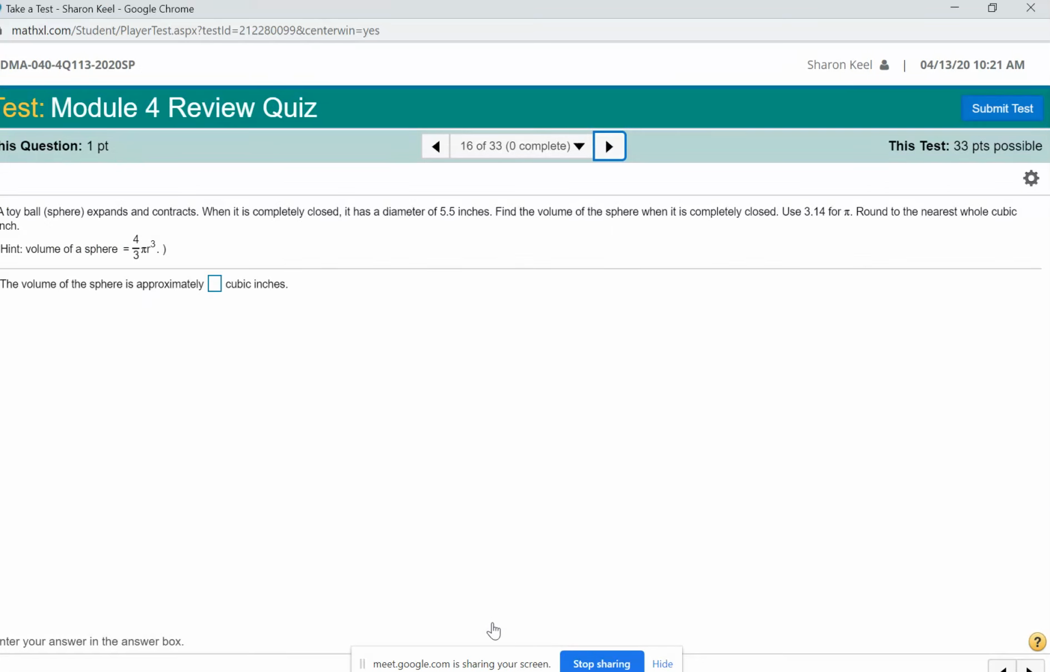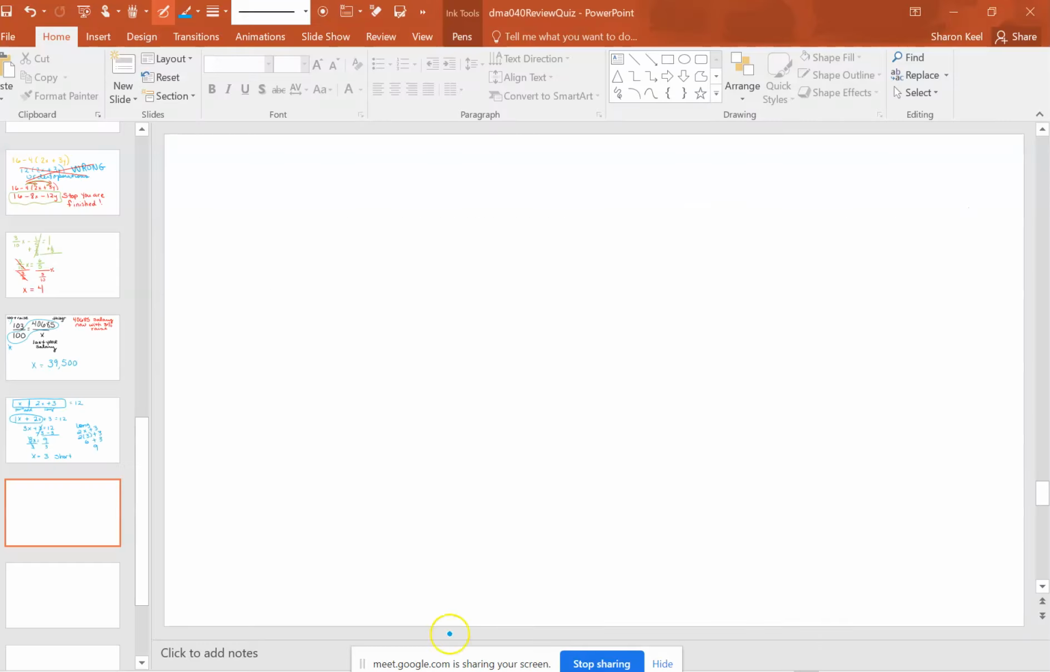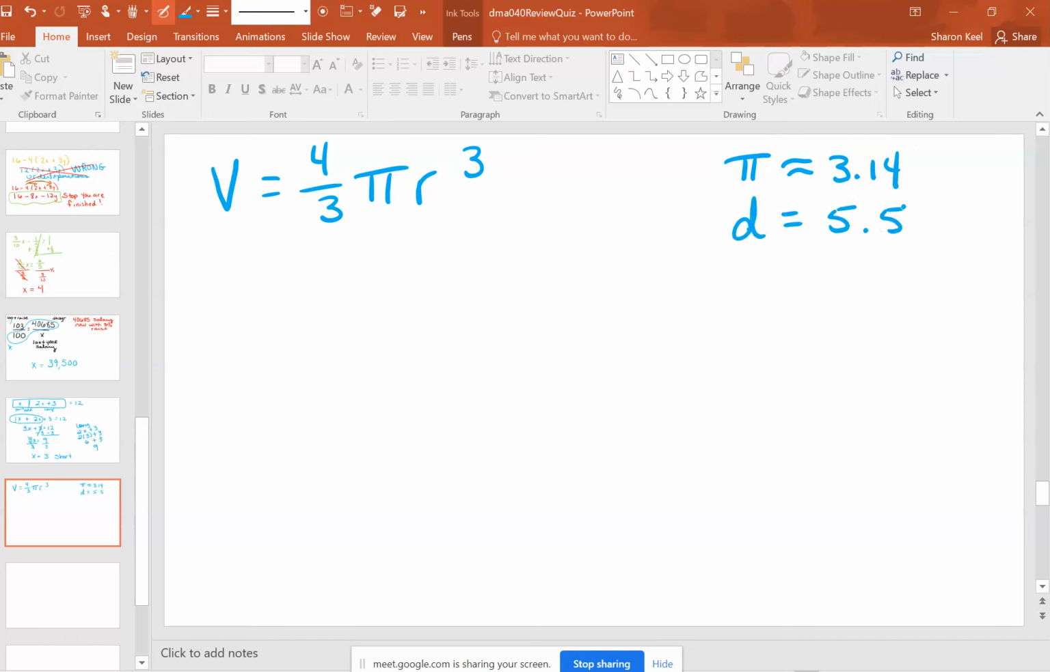A toy ball sphere expands and contracts. When it's completely closed, it has a diameter of 5.5 inches. Find the volume of the sphere when it's completely closed. Use 3.14 for pi, round to the nearest whole cubic inch. And you're given that the volume of the sphere is 4/3 times pi times radius cubed. So volume is 4/3 times pi times radius cubed. We're told for pi, we're going to use 3.14, and we're told that the diameter is 5.5.